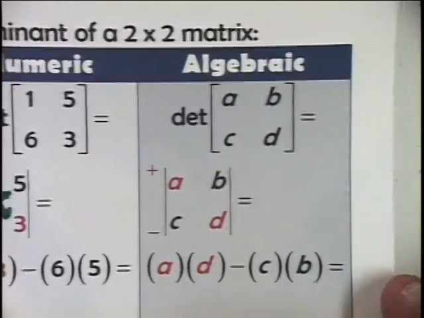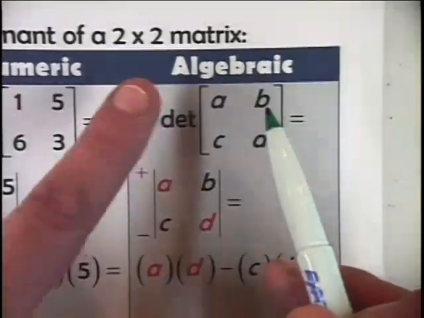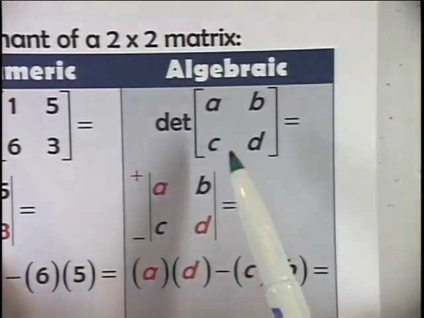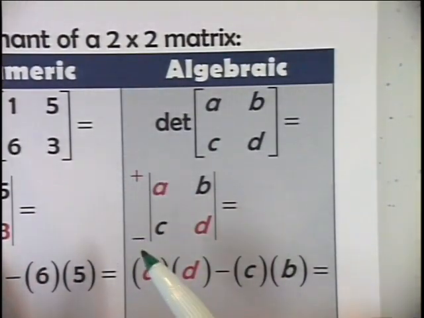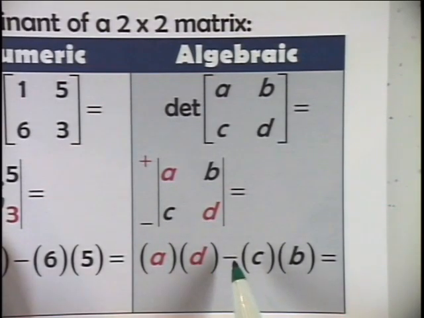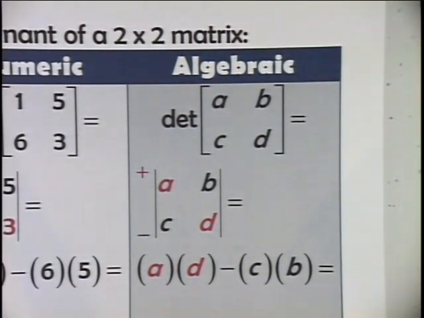We can generalize that now for any 2 by 2 matrix, call it matrix ABCD. The determinant of it, again with the vertical bars, these plus and minuses aren't really part of it, they're just there to help us. It's going to be A times D minus C times B. Okay, and that's going to give us a unique number. So you got it?